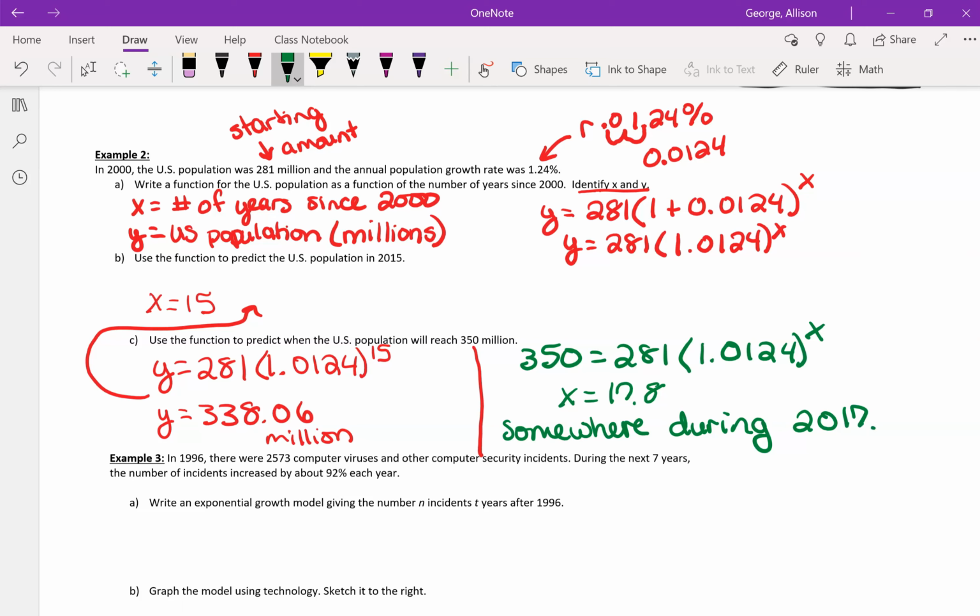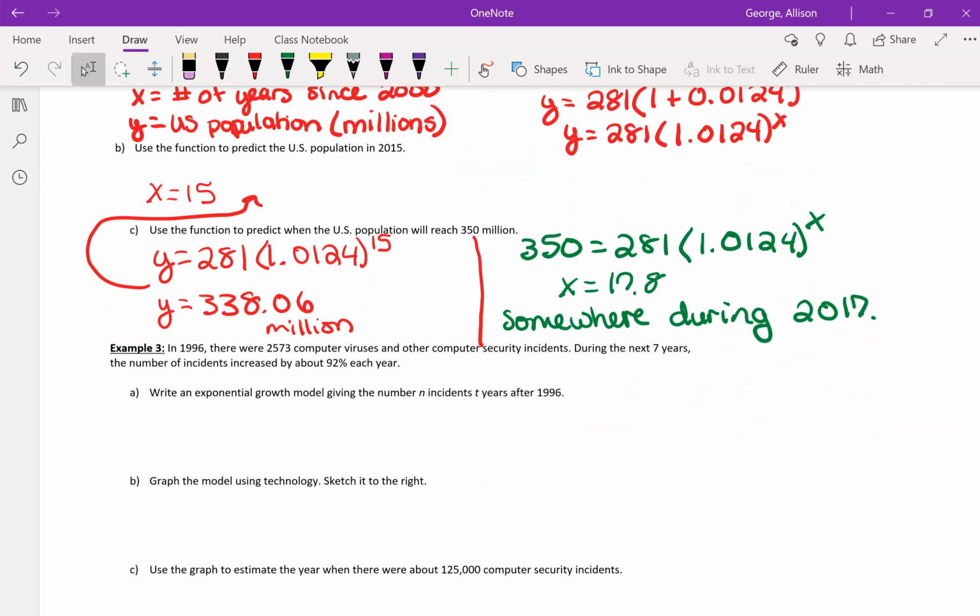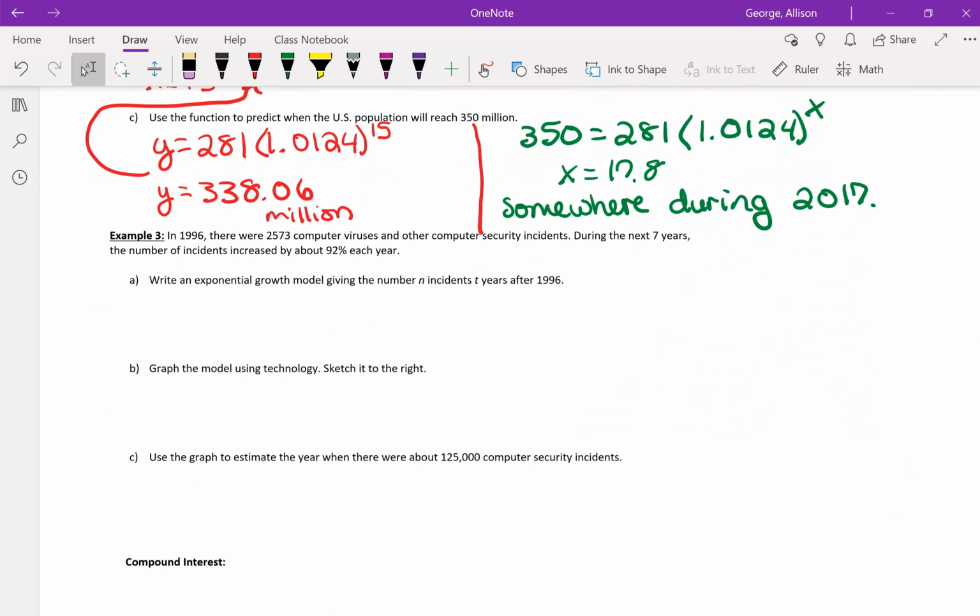All right, let's do another example like that just to make sure we've got it. So in this one, in 1996, there were 2,573 computer viruses and other computer security incidents. During the next 7 years, the number of incidents increased by about 92% each year. Write an exponential growth model giving the number of incidents T years after 1996. All right, so T is years after 96. N is the number of incidents.